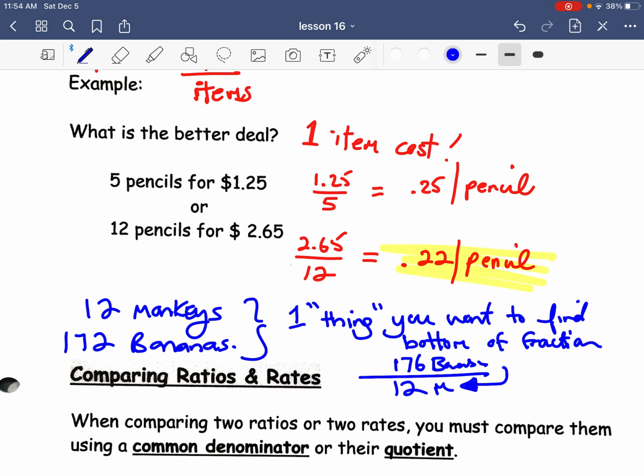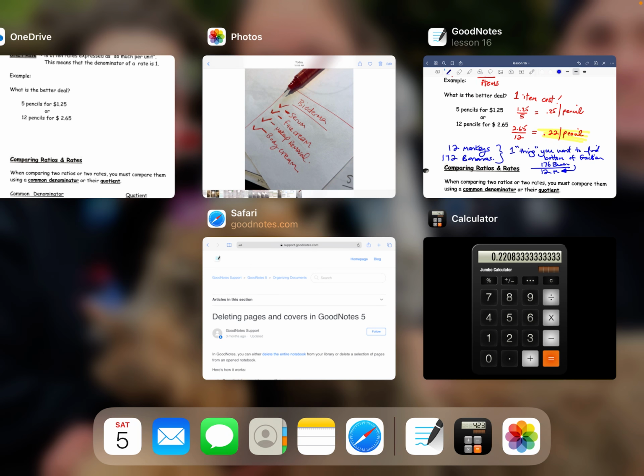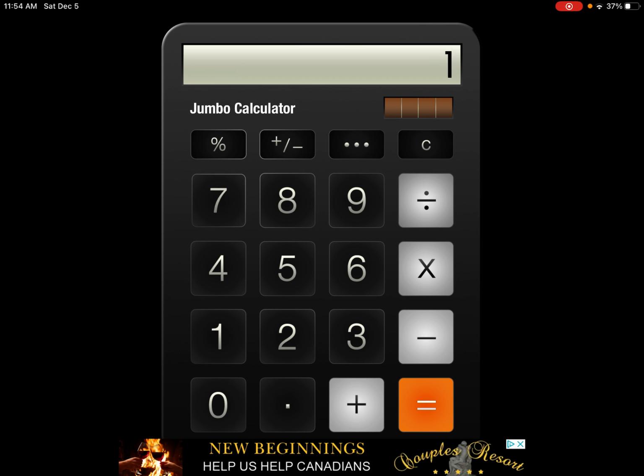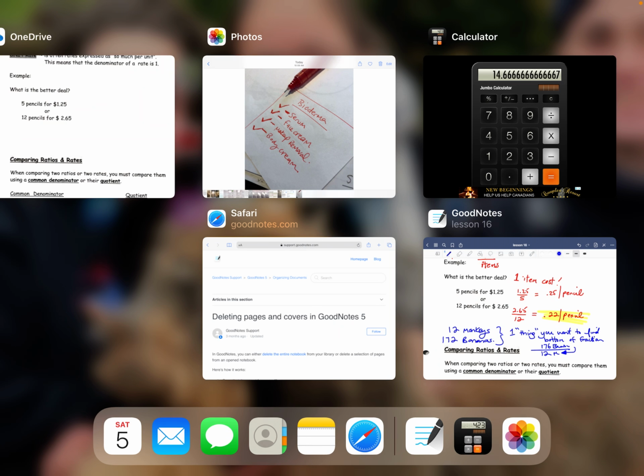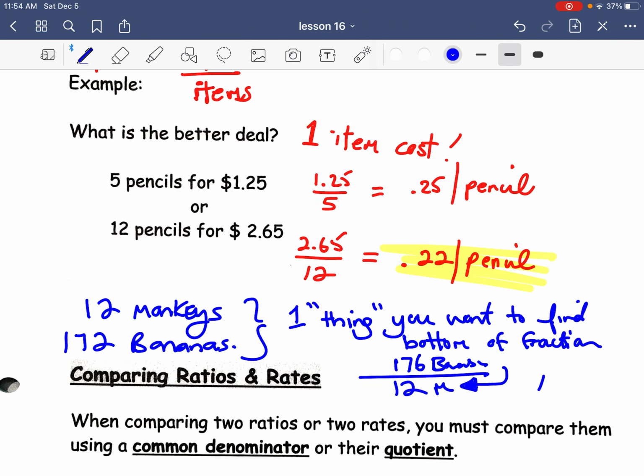So when you divide this, and again, I have no idea, 176 divided by 12, each monkey will get 14.67 bananas per one monkey. So that's my biggest trick. Always put that one thing that you want to find on the bottom.